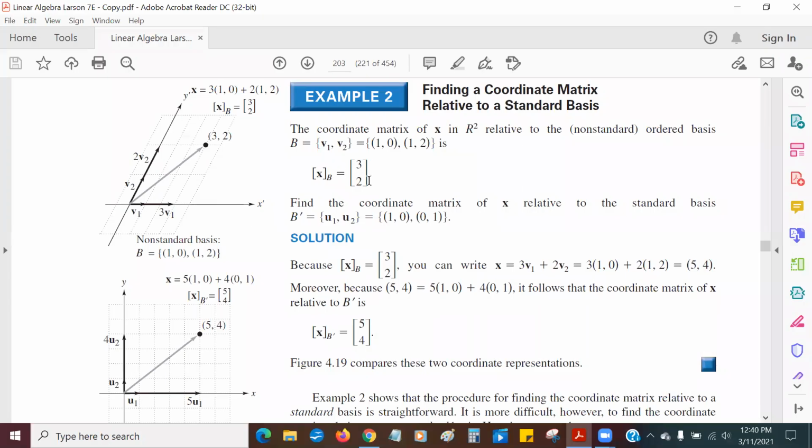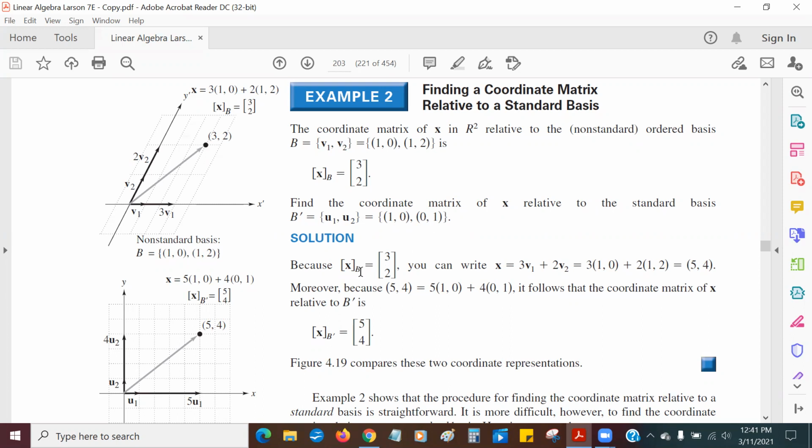So we have a point (3, 2), but (3, 2) is in this new basis here. We want to see what this would be like in the standard basis, which we're now calling B prime. That's B and that's B prime, and that's U1, U2, where U1 is (1, 0) and U2 is (0, 1). As I said, this is often called the I vector, and the J vector. It just doesn't matter.